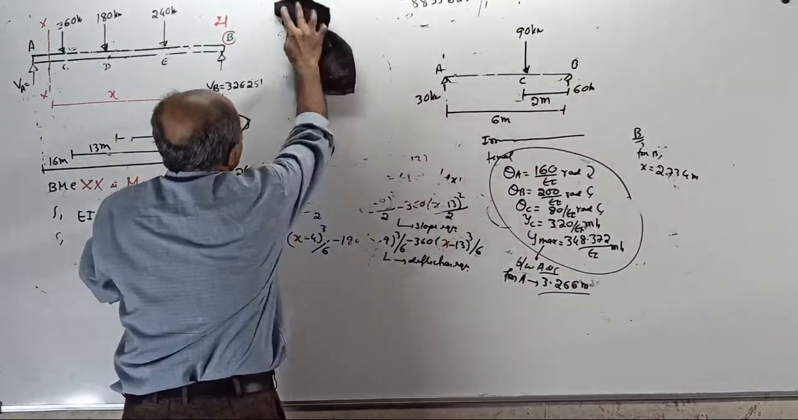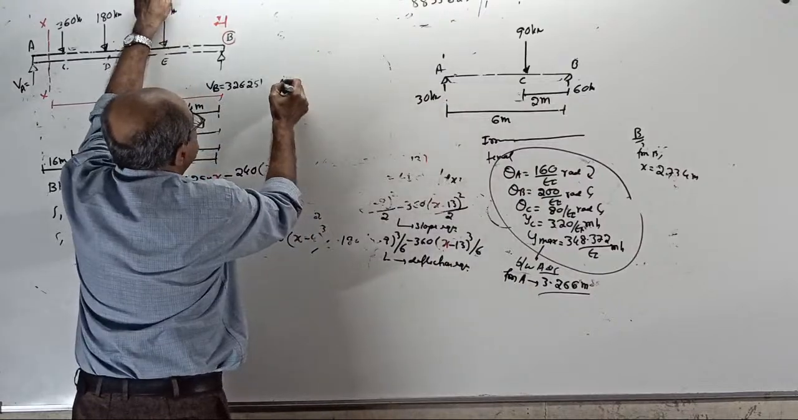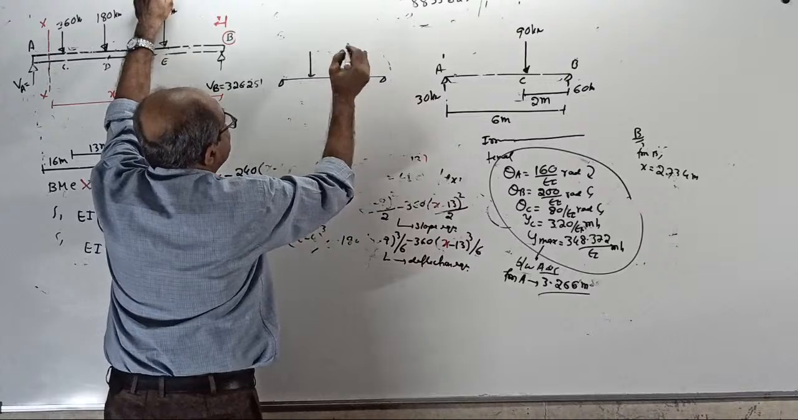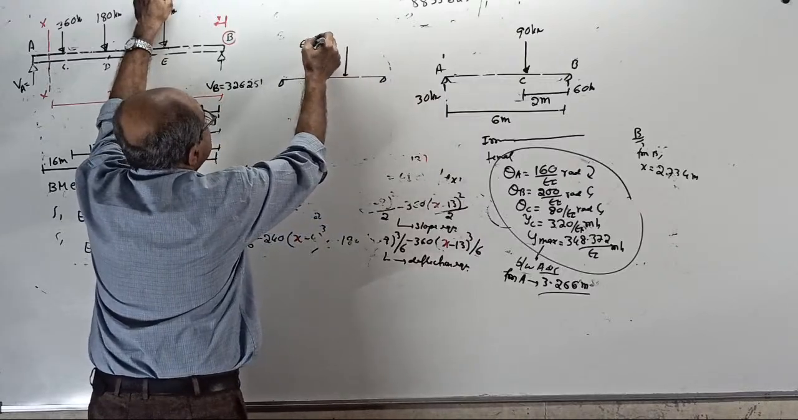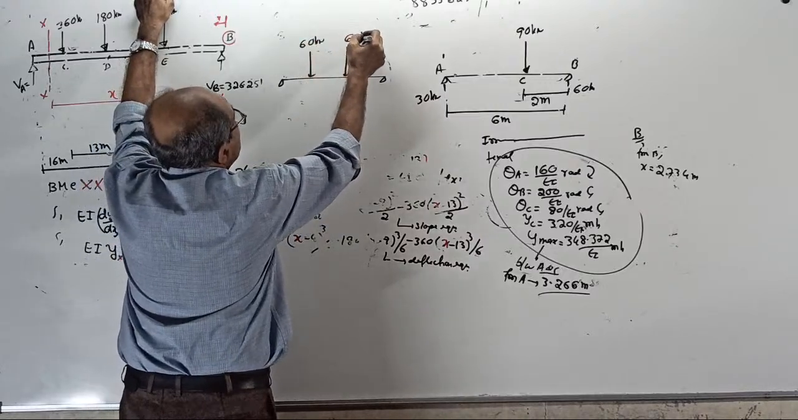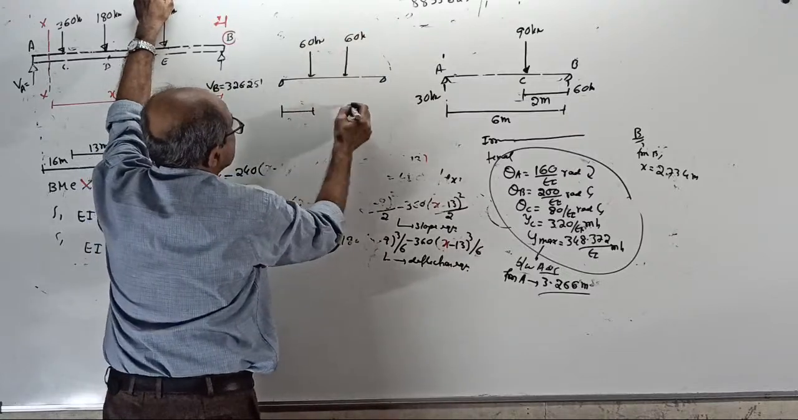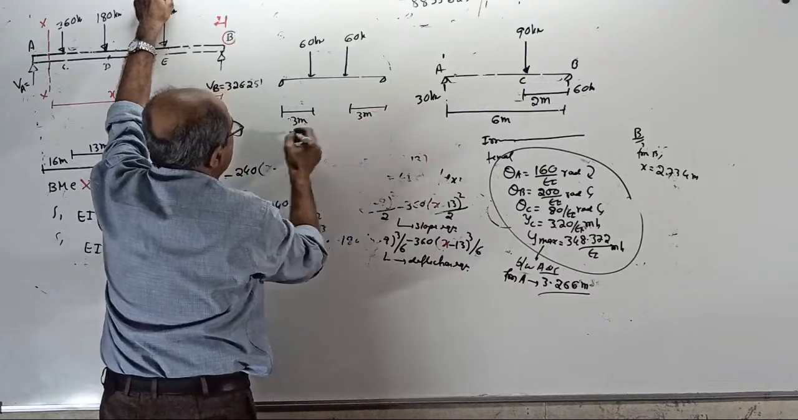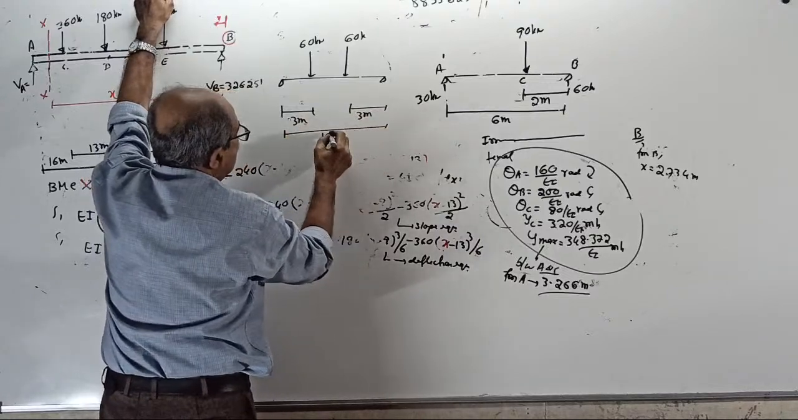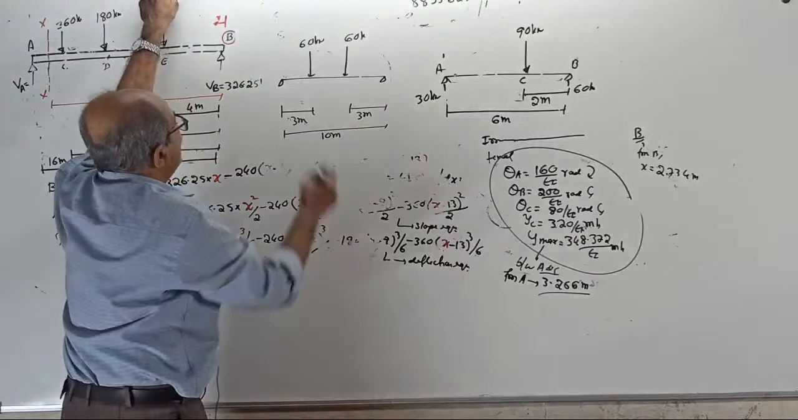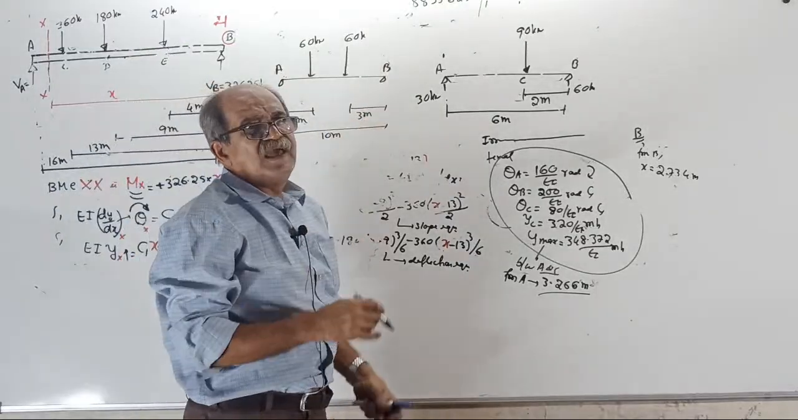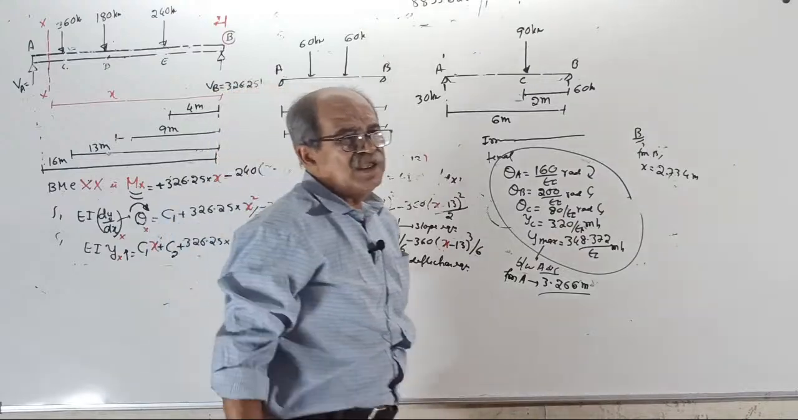See now, this is the question of a simply supported beam with 2 symmetrical loads. Say 60 kilonewton here, 60 kilonewton here. Distances are, this is 3 meter, this is 3 meter, span is 10 meter. Anybody can tell here, Y max problem is not there. Tell exactly where is Y maximum.